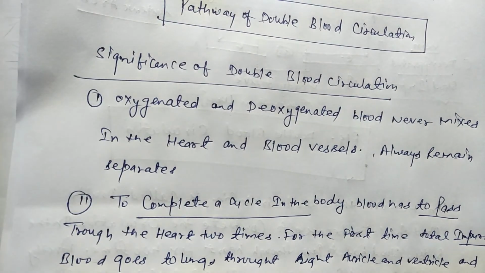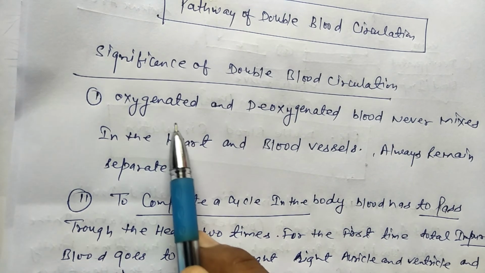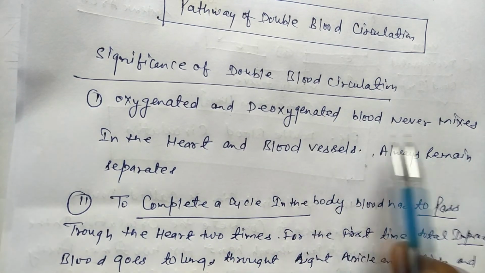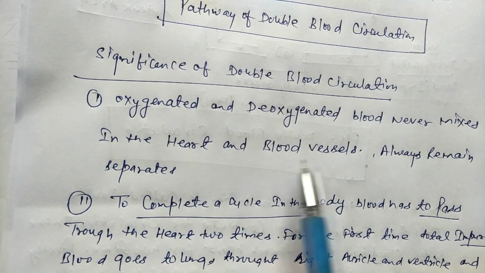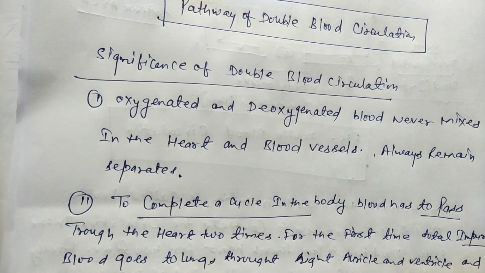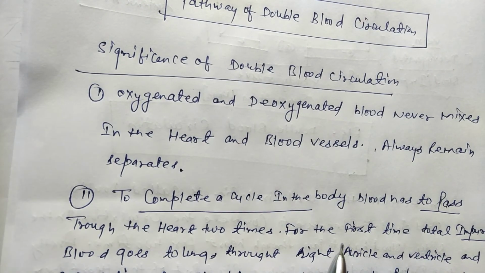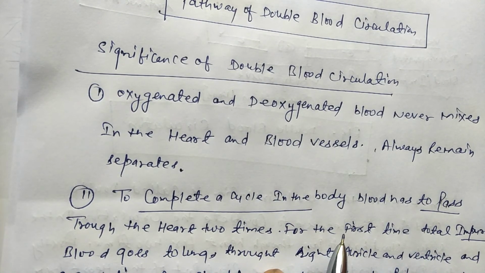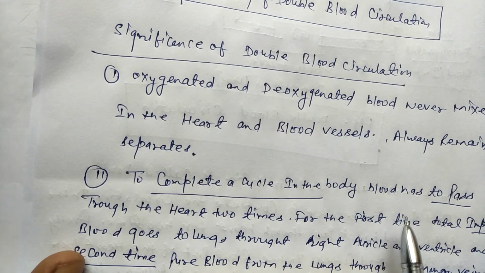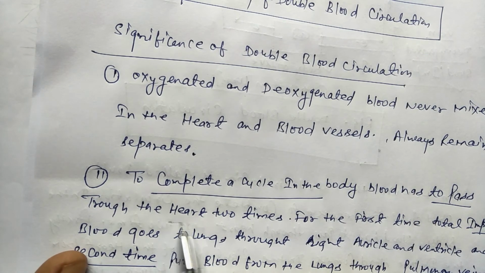Students, there are two specific significances of double blood circulation. First of all, oxygenated, it means pure blood, and deoxygenated, it means impure blood, never mix in the heart and blood vessels, always remain separate. In the right part, deoxygenated blood, in the left part of the heart is oxygenated blood. Second, to complete a cycle in the body, blood has to pass through two times.